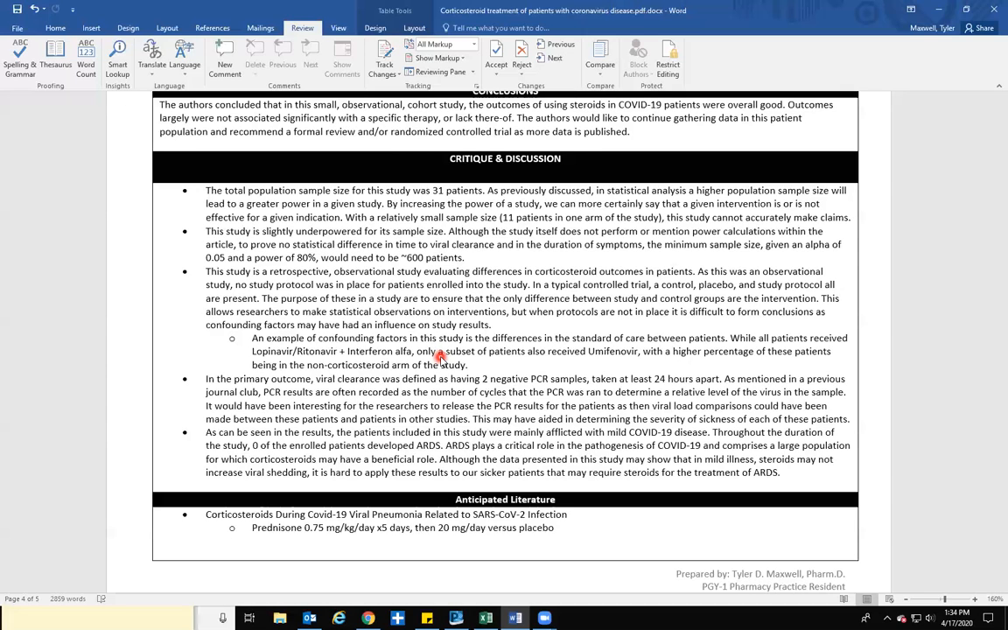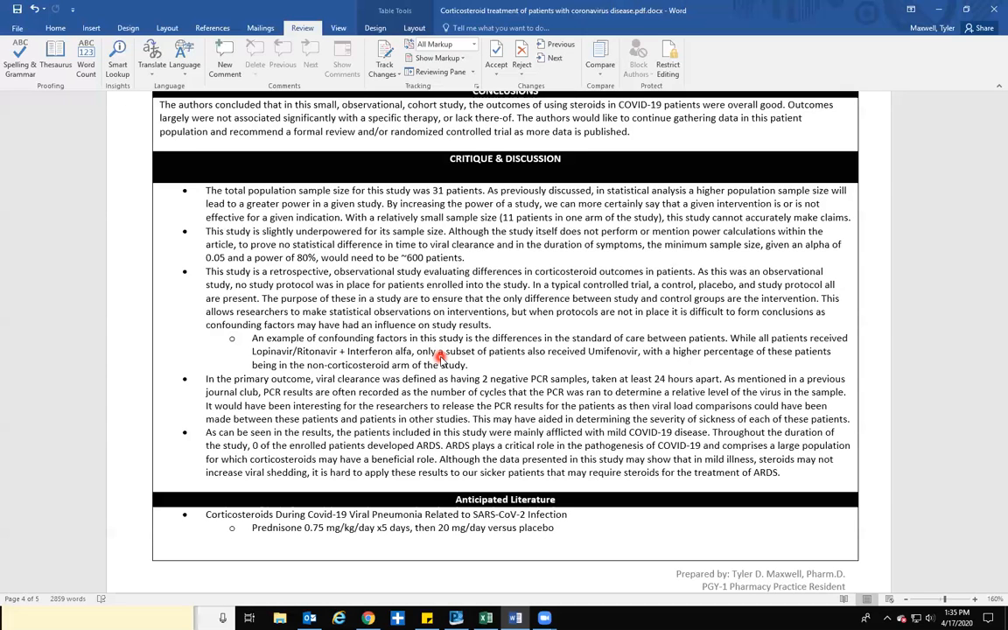In the primary outcome, the viral clearance results are defined as having 2 negative PCR samples taken at least 24 hours apart. So I also mentioned in the previous journal club, the journal club on hydroxychloroquine that we did on week 1. These PCR results are not simply given out as positive or negative.